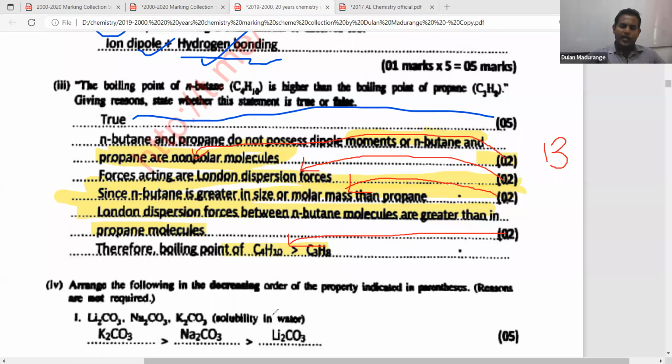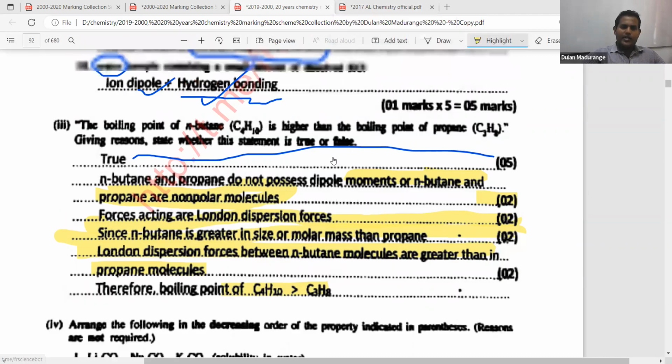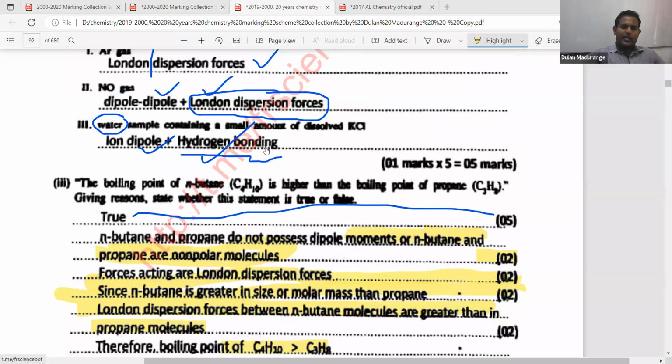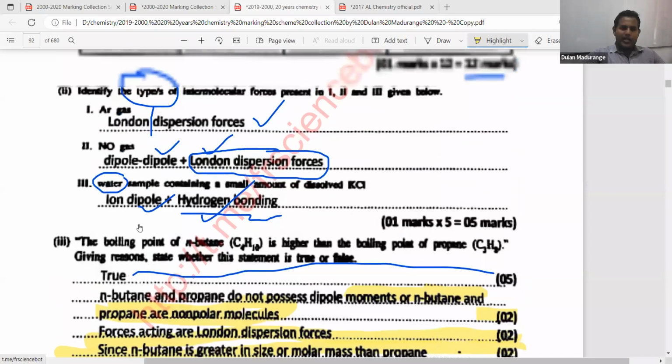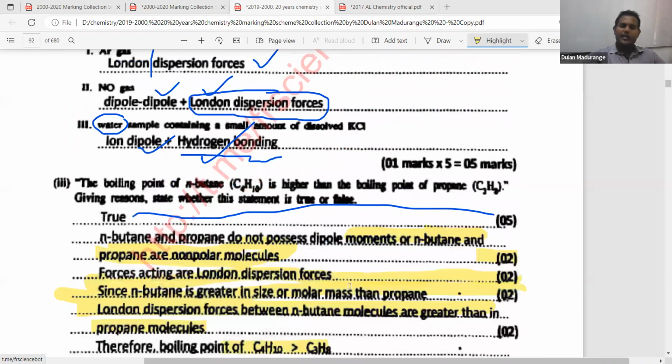How come there are hydrogen bonds between water molecules and KCl? There is no hydrogen bonding between water molecules and KCl. That is correct. But what they are asking about is the interactions in a system containing water and KCl. They asked to identify the types of intermolecular forces present in 1, 2, 3 below. When KCl is added to water, K+ connects with water, and Cl- also connects with water. That is correct. That is called ion dipole interactions.